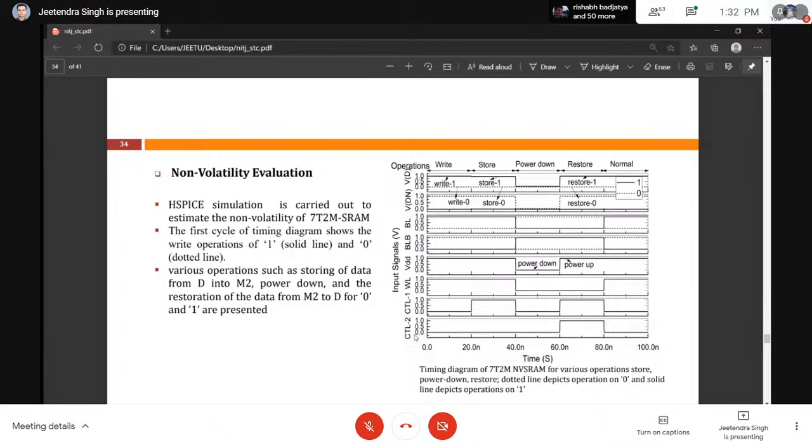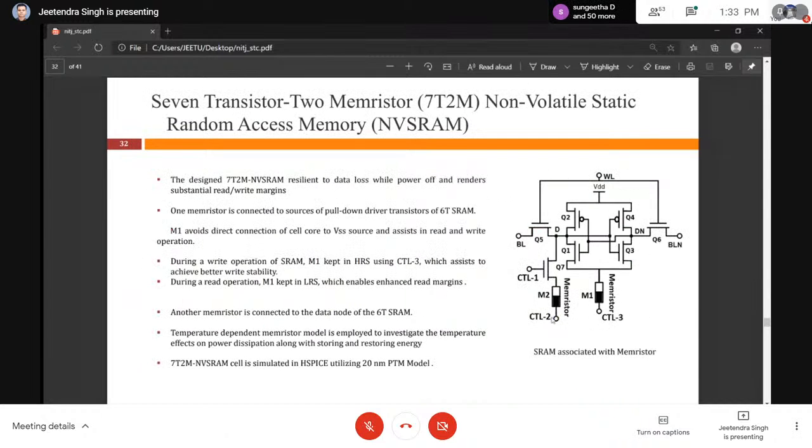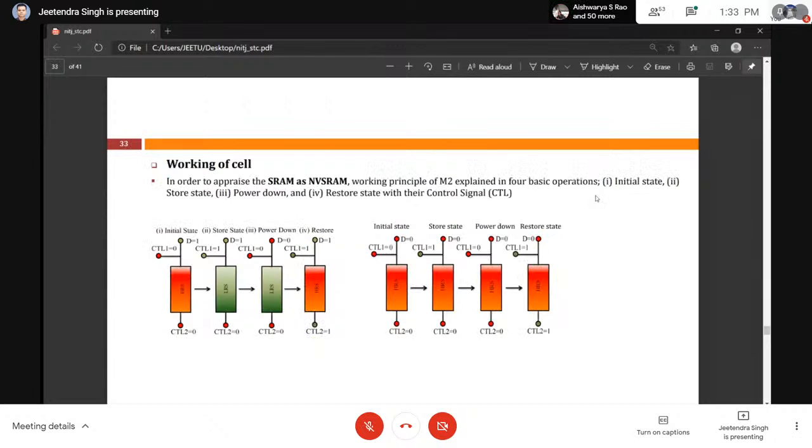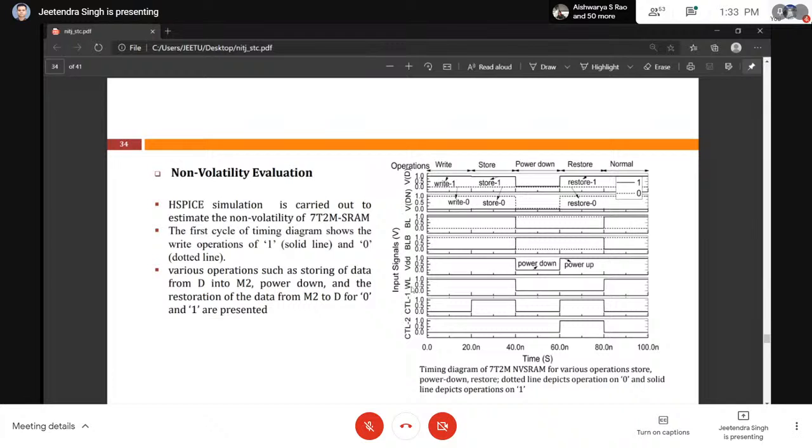So this is the control signal. This is control 2 signal, which is applied here. This is control 1 signal. These are the bit lines, and this is the word line, and this is VDD. So we have just plotted all the results with respect to time: control 2, control 1, WL.